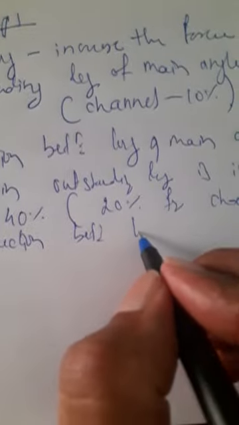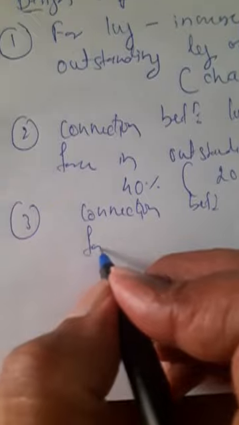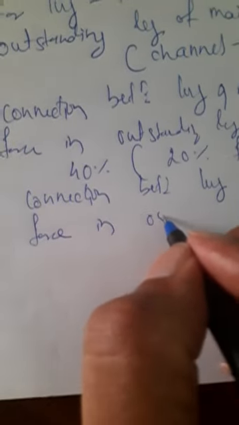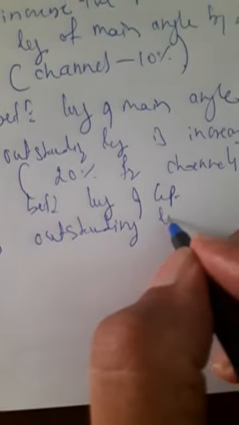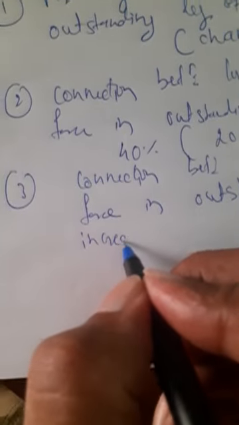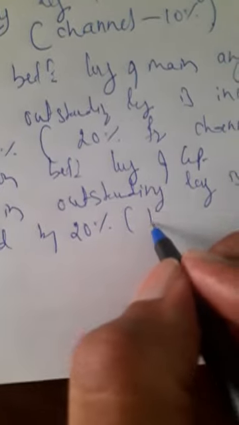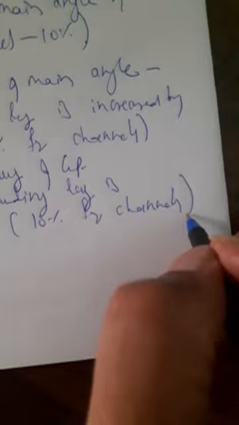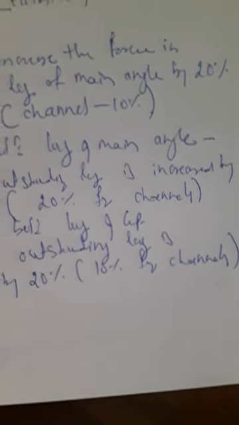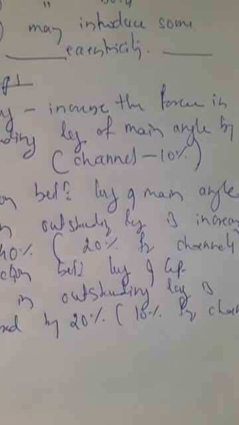Third, connection between lug and gusset plate. Force in outstanding leg is increased by 20%, 10% for channels. So these are the basic design steps. Once you start solving the problems, you'll understand the things. Next session, we'll take up a design example. Thank you.